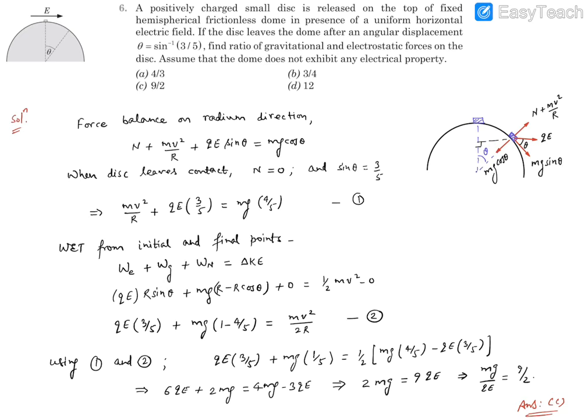The question was asking for the ratio of gravitational and electrostatic forces. That means it was asking whatever we have calculated. So the same number is going to be our answer. So 9 by 2 is at option C. So C becomes the right response. That's how it's done. Thank you.